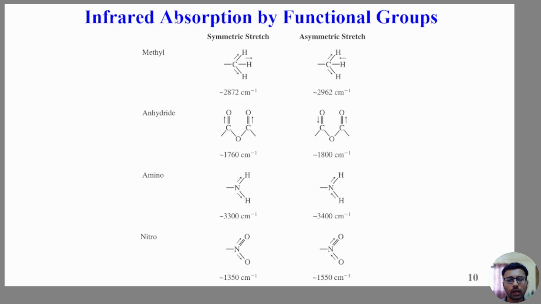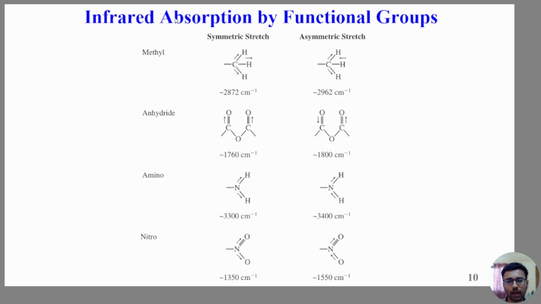For example, consider a methyl group, that is CH3. In this group, the carbon atom is bonded to three hydrogen atoms. These bonds can vibrate in different ways. One important motion is the symmetric stretch. During symmetric stretching, all the hydrogen atoms move in phase. That means they expand and contract together at the same time. This motion typically absorbs infrared radiation at around 2872 cm⁻¹.